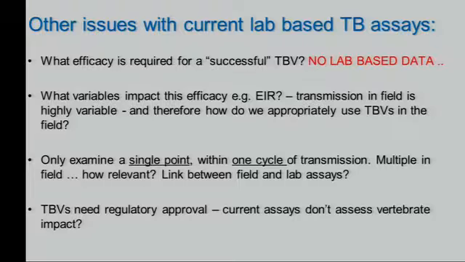And fourth, and it's a purely practical point, if we're going to use a transmission blocking vaccine, we will need regulatory approval. In order to get this, it would be very useful to demonstrate an impact on a vertebrate population, and our current assays don't do this.